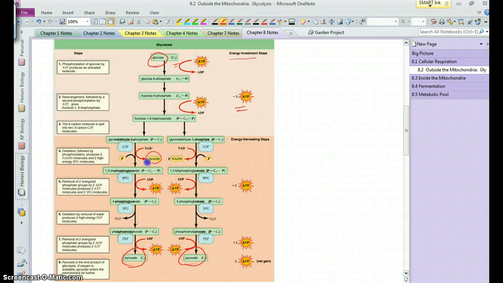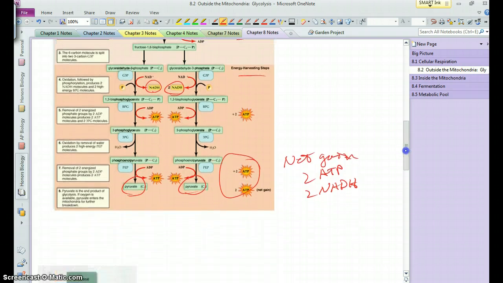Now along the way, we're going to make some NADH molecules. We're going to make more ATPs. In fact, down here in the energy harvesting steps, we're going to make a total of 4 ATPs. We use 2 to get started, so we have a net gain in glycolysis of 2 ATPs. We're also going to produce a couple NADHs.